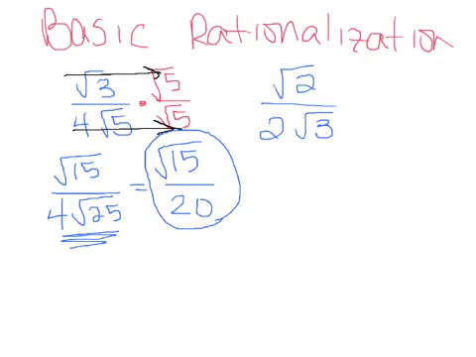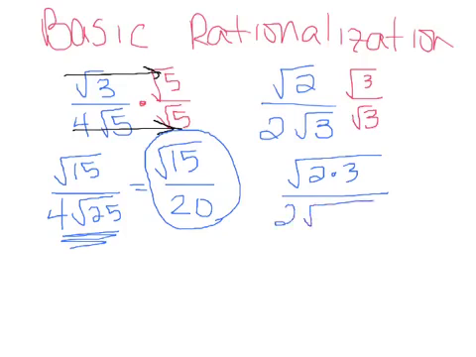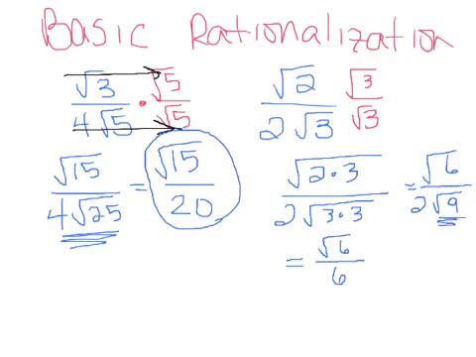Let's try again. I'm going to multiply this one by the square root of 3 over the square root of 3. And that gives me the square root of 2 times 3. I'm showing a little more work this time. Over 2 times 3 times 3. Which is the square root of 6 over 2 square roots of 9. Which equals the square root of 6 over 2 times the square root of 9, which is 3. 3 times 2 is 6.